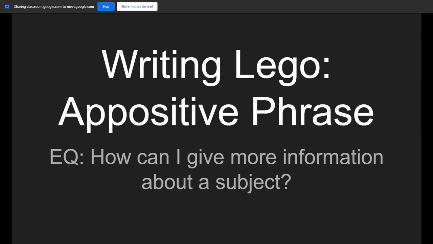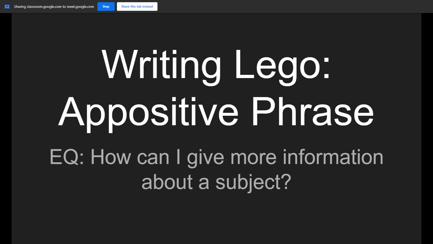Today we're going to be talking about the appositive phrase. The appositive phrase is another one of those writing Legos that we could add into our writing and make writing a little bit better. The appositive phrase works really well when we need to describe something and we want to give a little bit more detail. And adding one or two a paragraph is a pretty good way to go.